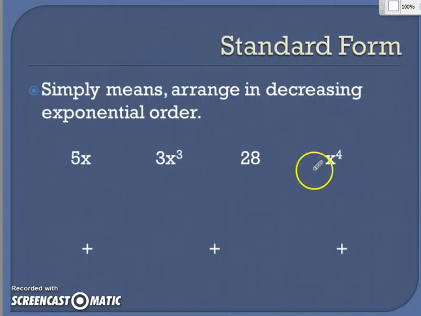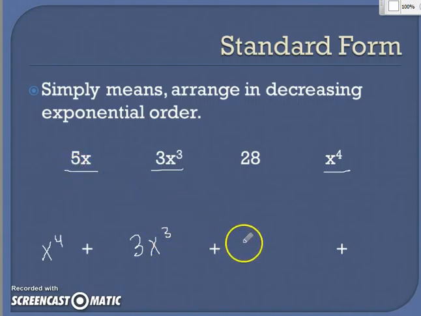So starting with the largest one, my largest exponent is x to the 4th. So I would have x to the 4th plus, I have a cubed one, so plus 3x cubed, plus this 5x term, and then the constant is always last, so plus 28. The plain number will always be at the end.